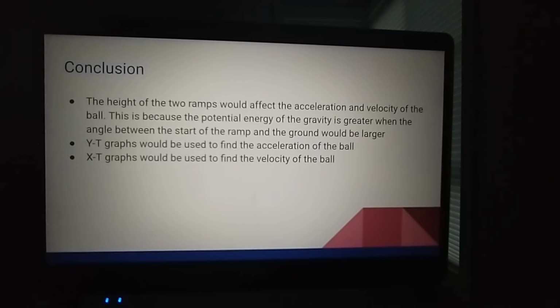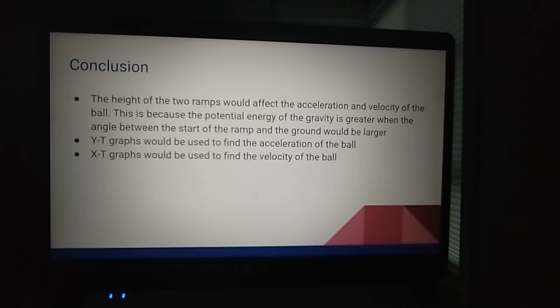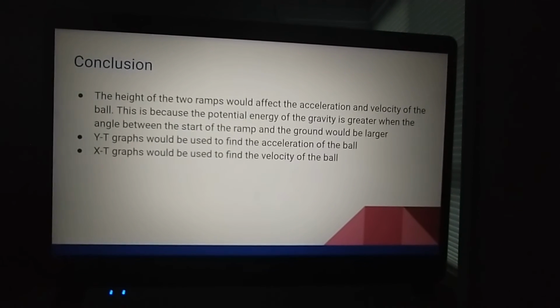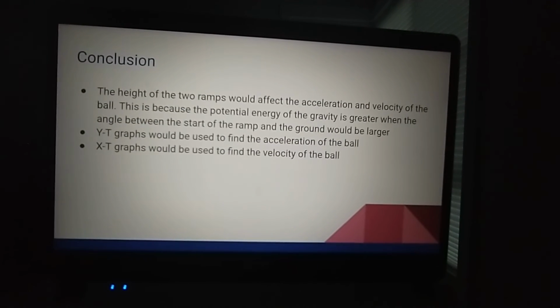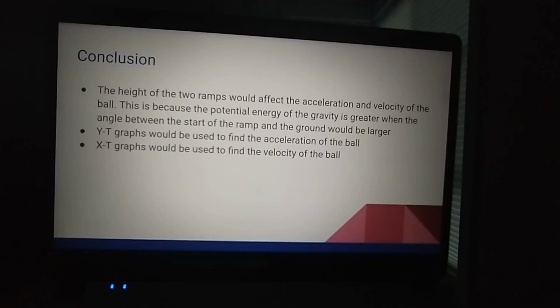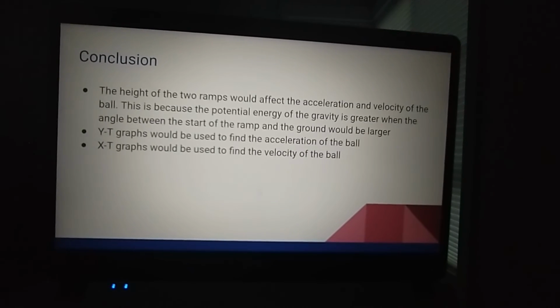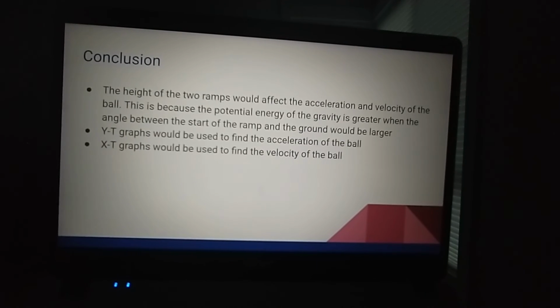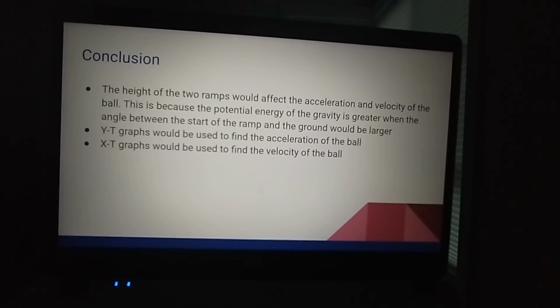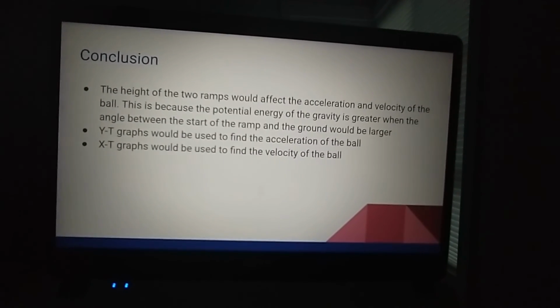In conclusion, the height of the two ramps would affect the acceleration and velocity of the ball. This is because the potential energy of the ball is greater when the angle between the start of the ramp and the ground would be larger. VT graphs would be used to find the acceleration of the ball, and XT graphs would be used to find the velocity of the ball.